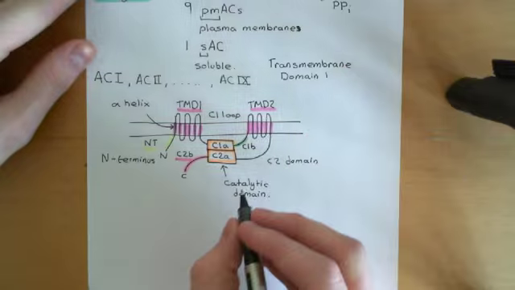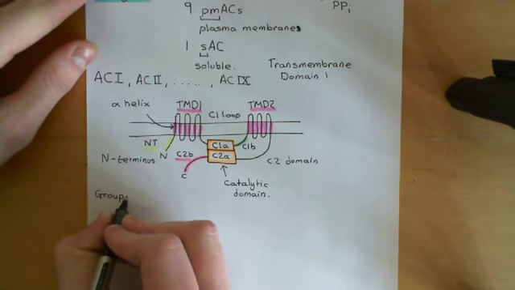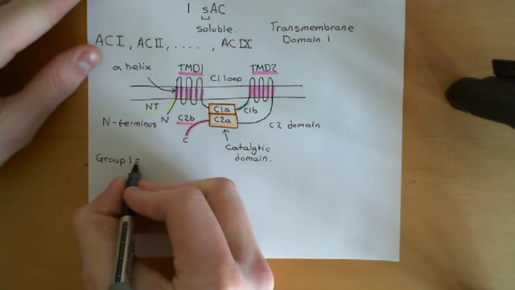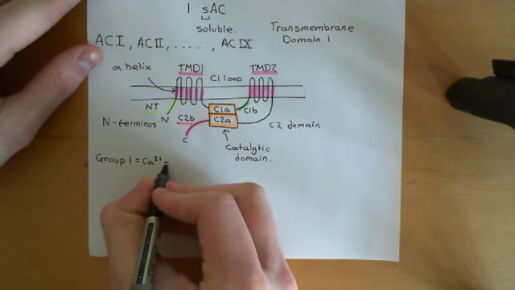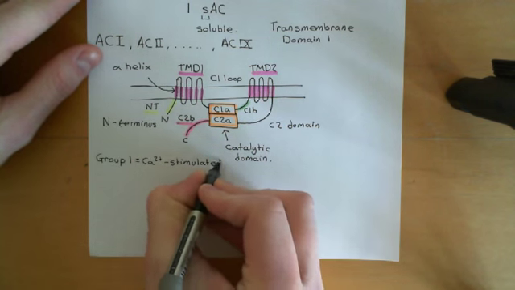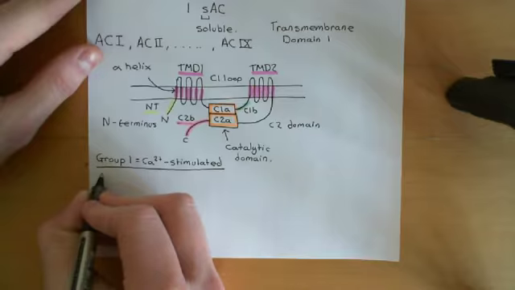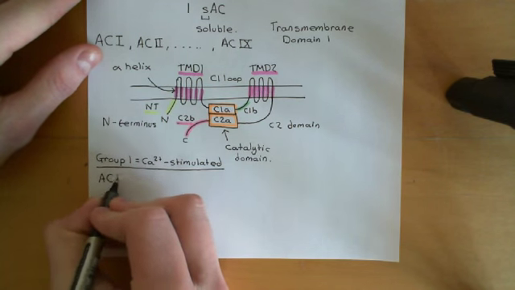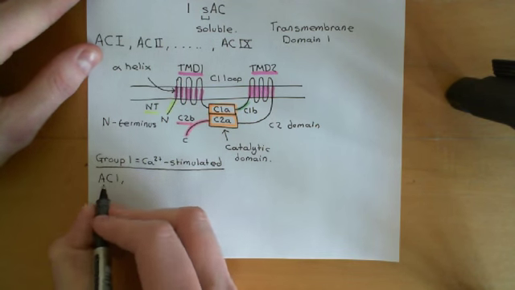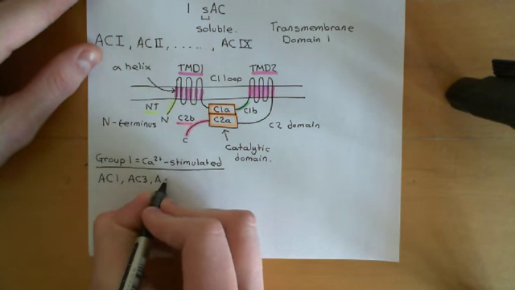Okay, so let's do this now. I'll do this down here. Let's start off with group 1 adenylyl cyclases. Group 1 adenylyl cyclases are also known as the calcium-stimulated adenylyl cyclases, and this includes 3 members: specifically adenylyl cyclase 1, adenylyl cyclase 3, and adenylyl cyclase 8. We will come back to these right at the end. When we come on to discuss how calcium can activate adenylyl cyclases, we will discuss adenylyl cyclase 1, adenylyl cyclase 3, and adenylyl cyclase 8 in more detail.